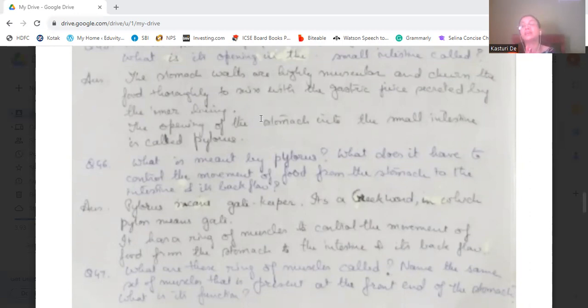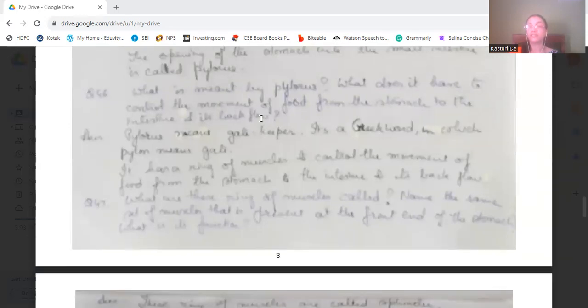Pylorus means gatekeeper. It's a Greek word, in which pylon means gate. It has a ring of muscles, known as a sphincter, to control the movement of the food from the stomach to the intestine and its backflow. Backflow is also known as regurgitation.